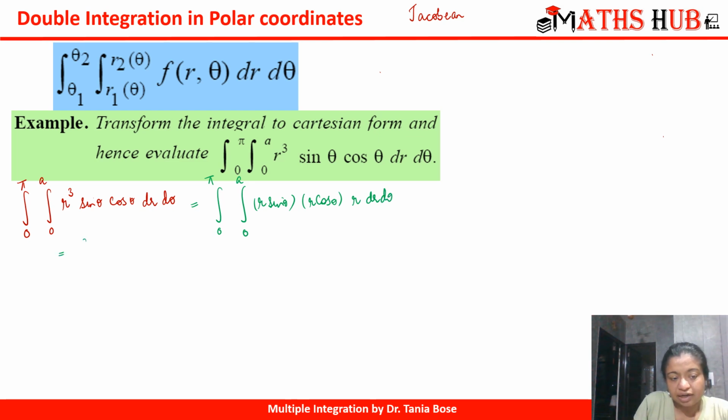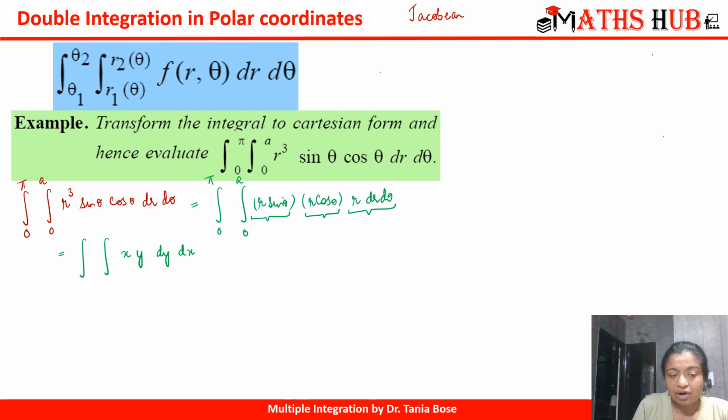Now when I convert this into Cartesian system, I'll have the limits of x and y. We know that r sine theta and r cos theta are y and x, and r dr d theta can be replaced as dy dx or dx dy according to whatever order you fix. And whatever order you fix here, you have to put in the limits in the similar way, right?